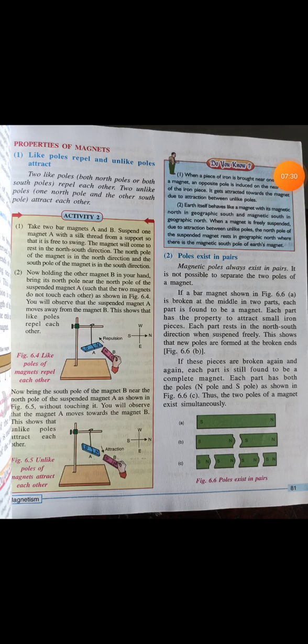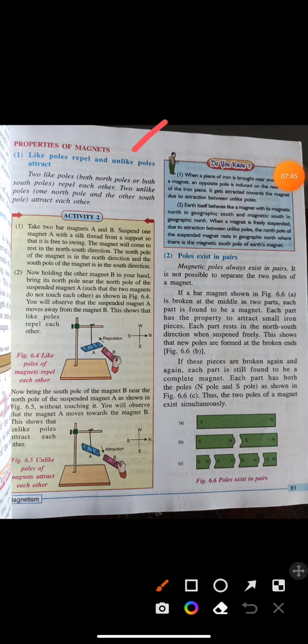Now coming to the next page, page 81, the properties of magnets. So here we have two properties of magnets. One is that like poles repel and unlike poles attract. Means same poles repel each other and different poles attract each other. This is also explained with the help of an activity. And the second one is that poles exist in pairs. This is also explained with the help of an activity. So let us read them in detail.